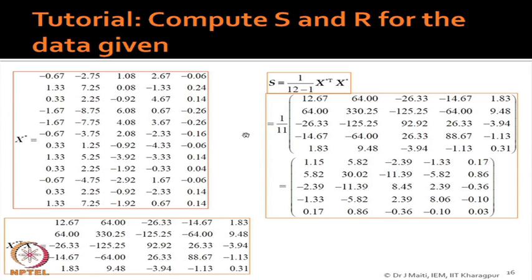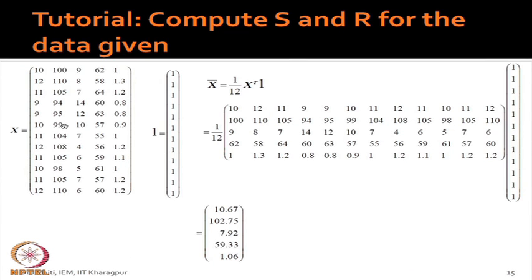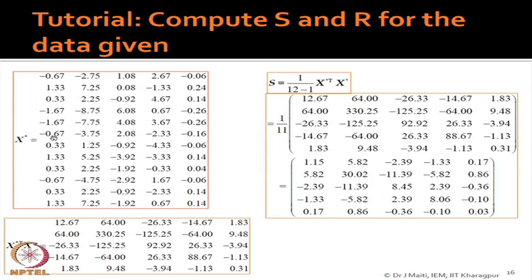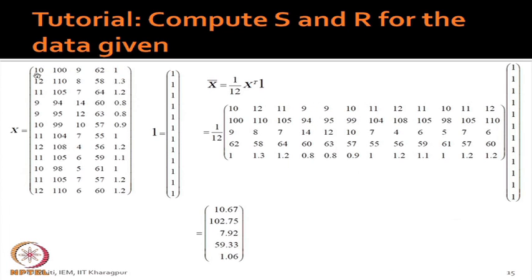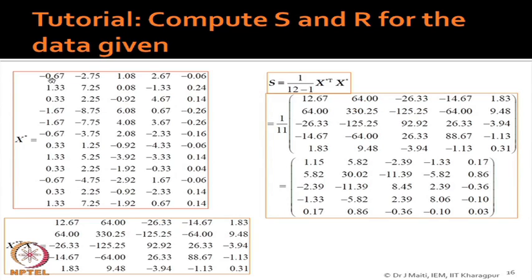Then what do you require to calculate? You require to calculate S. You require converting this x value to x star. That means for each value, suppose 10 minus 10.67, that is why minus 0.67 is coming here. Once you get x star, this is the formula: S is 1 by n minus 1, x star transpose x star, this will give you this value. If you calculate on the left hand side, the bottom portion, this is nothing but the SSCP matrix, x star transpose x star.